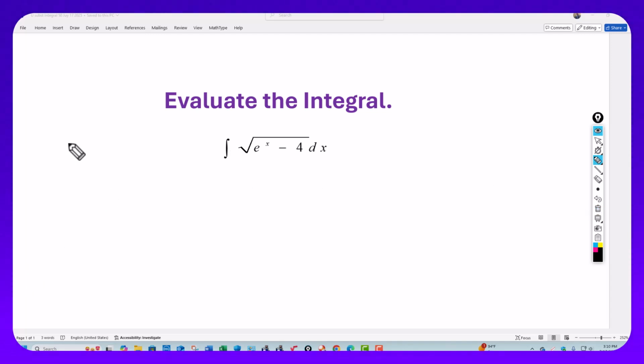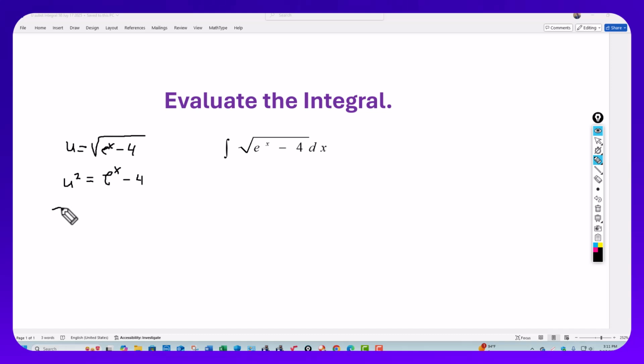Now the other thing we can do is let u equal the whole thing there. Let u equal the square root of e to the x minus 4. And you could find your du right here, but I would go ahead and square both sides. Make it a little bit easier in the calculations here. Square both sides. That eliminates the radical, leaves you with u squared equals e to the x minus 4.